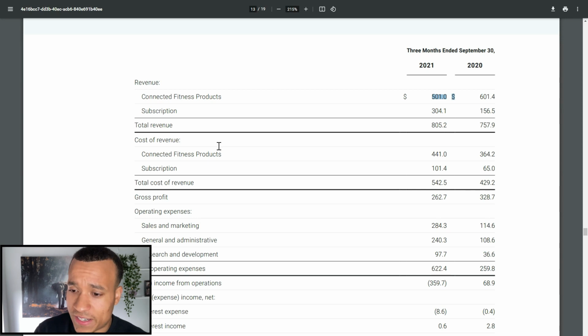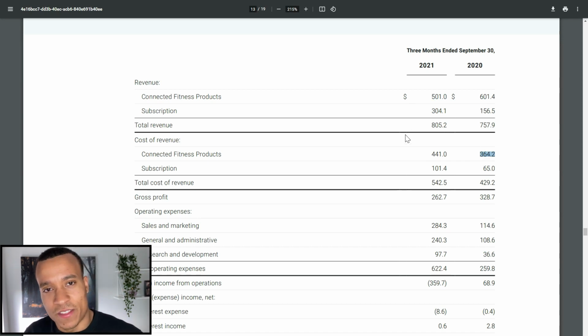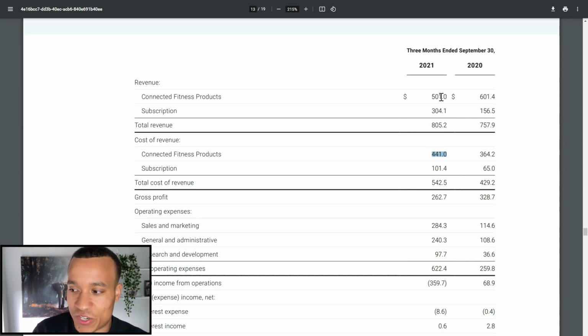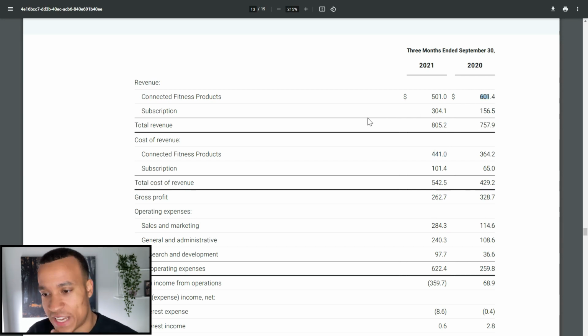So when we look at the cost of sales of those bikes, right, we can see that in 2020, it was $364 million. And in 2021, despite the fact that they've made less revenue, their costs have actually increased to $441 million. So what does that show us? It shows us margin contraction, which again is not very good. So they're making around a 12% margin, and that's gross margin, not net margin. Making around a 12% gross margin on selling their physical products. So that is definitely not good, and that is a significant decrease on the year prior.